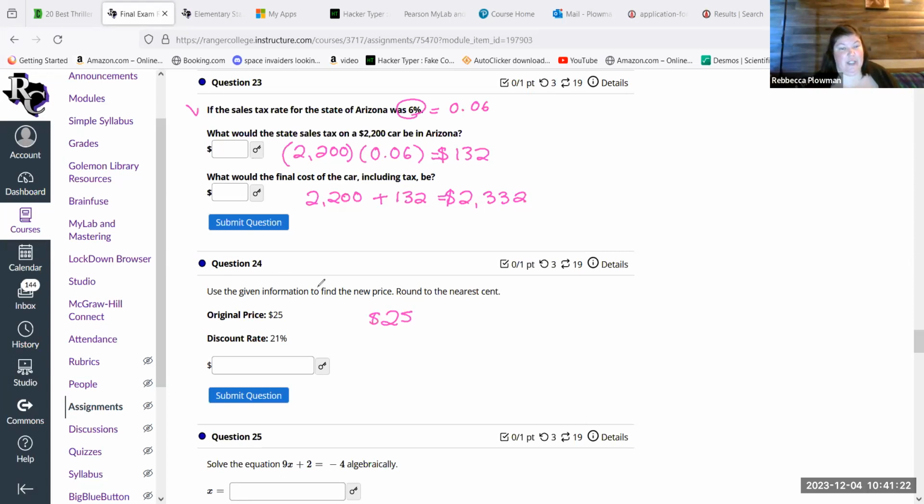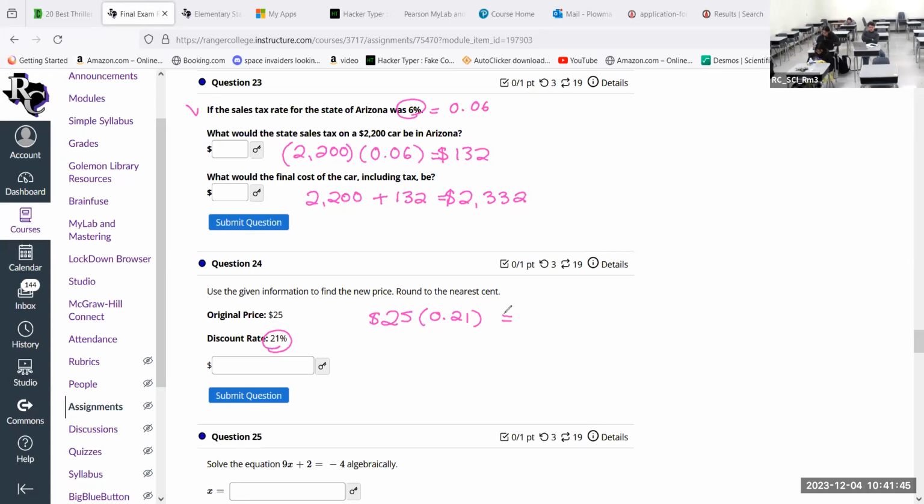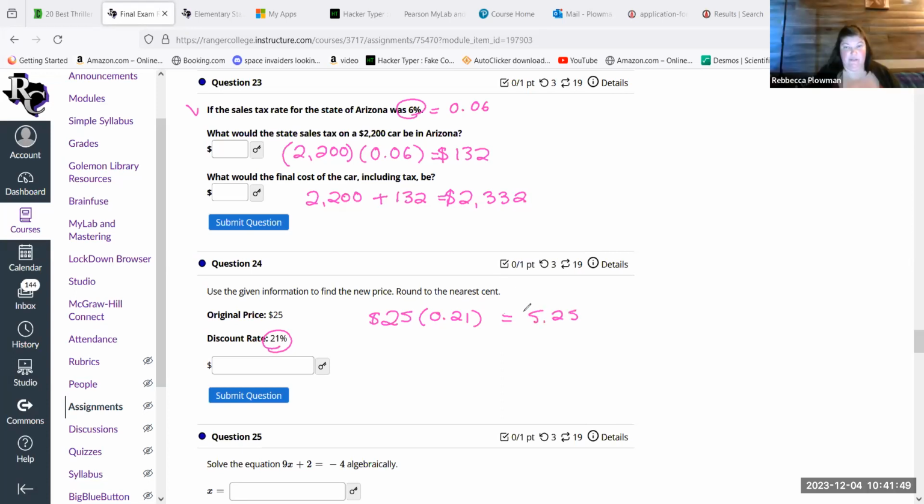Given this information, find the new price, rounded to the nearest percent. So the original cost of the item is $25. The discount is 21%. So if I do this times the 21%, you get 5.25. So this is dollars. This is the discount.